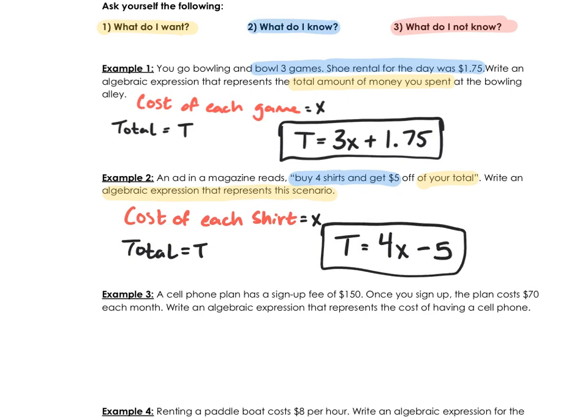The reason I knew that we could do that is if you buy 4 shirts, that's where the 4 came from. We don't know their cost is X. You get $5 off your total. So the total is really subtracting that $5 out of what the shirts cost. Okay? Are y'all okay with that? You sure? Yeah. All right.